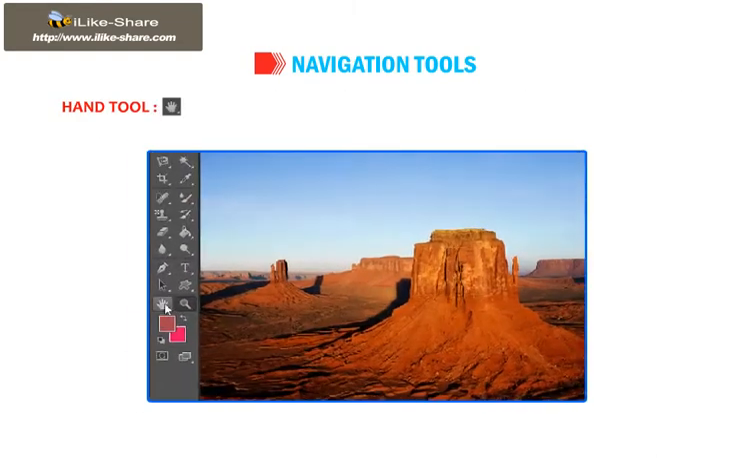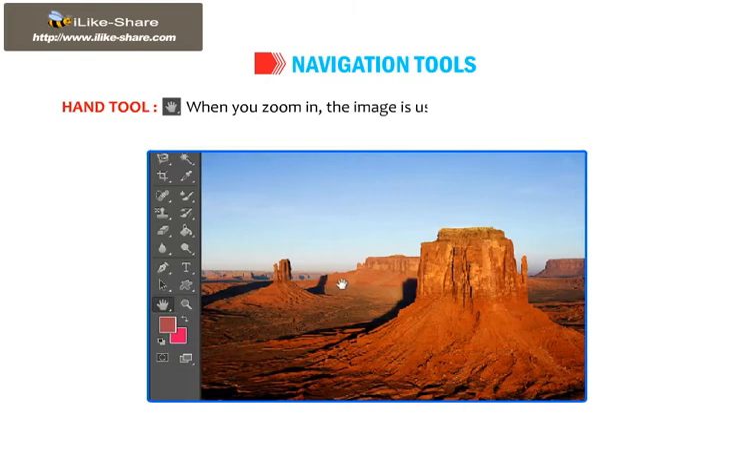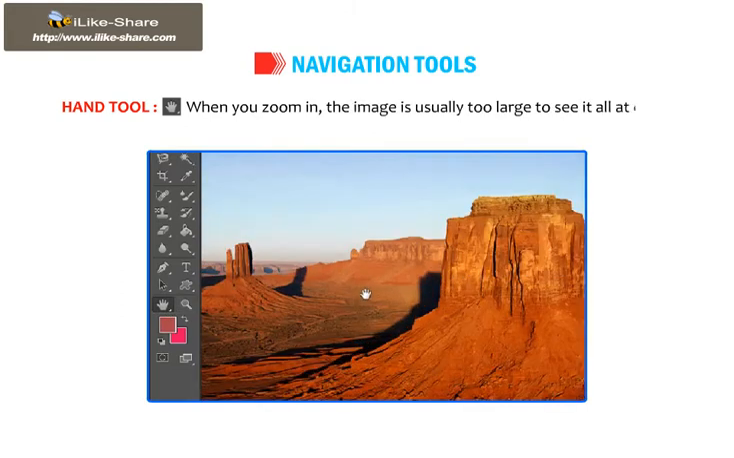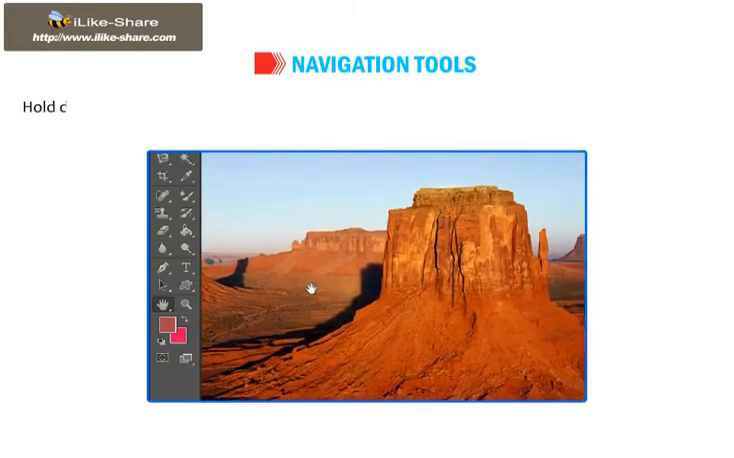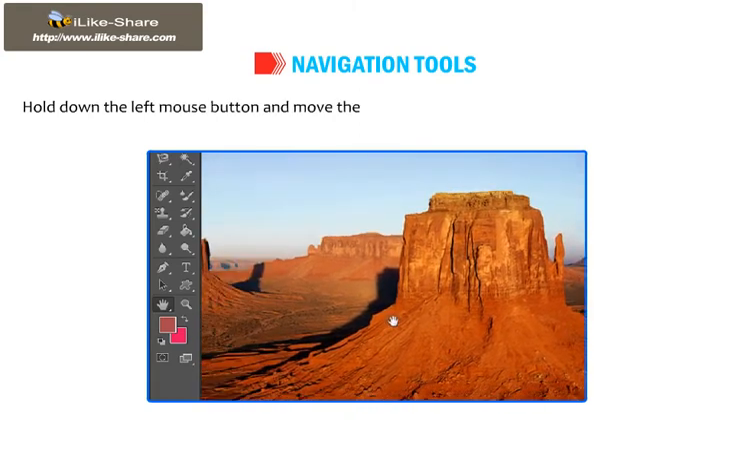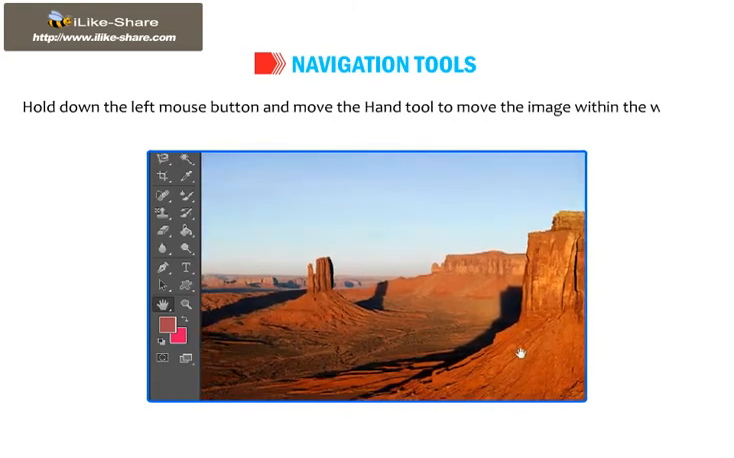Hand tool. When you zoom in, the image is usually too large to see it all at once. Hold down the left mouse button and move the hand tool to move the image within the window.